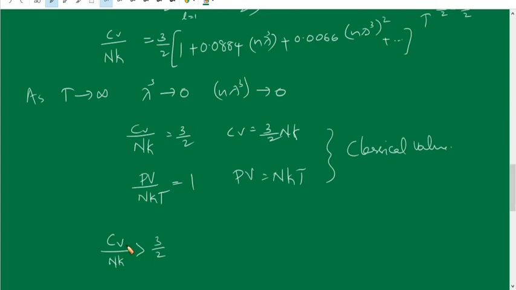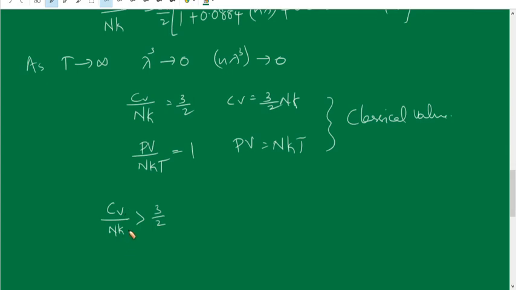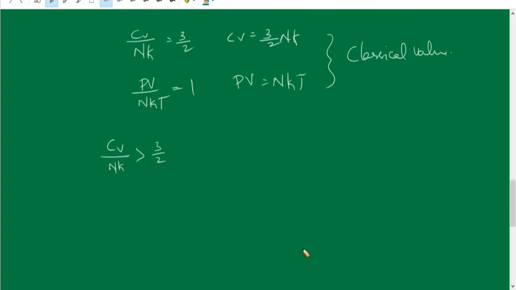Now if temperature is finite but large, at that time the specific heat is greater than this limiting value. So we can draw the graph. We said that at T infinity this value is 3 by 2. What is on this axis? Cv by Nk on the y-axis, T on the x-axis.